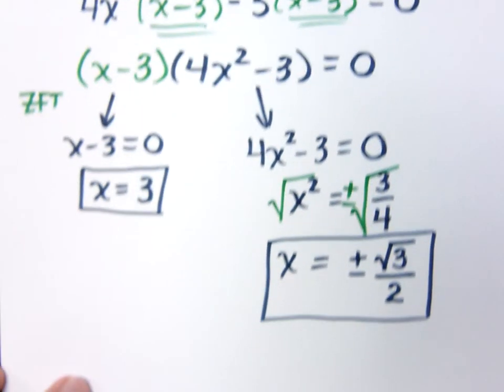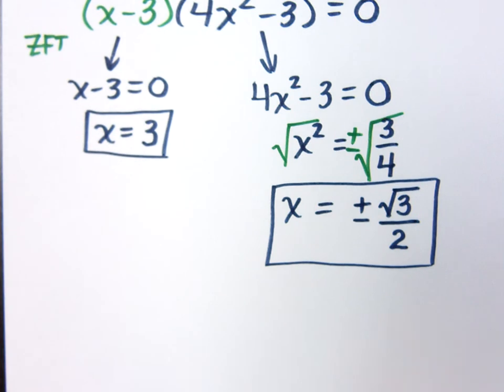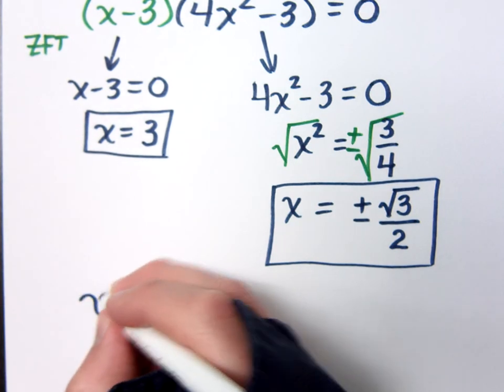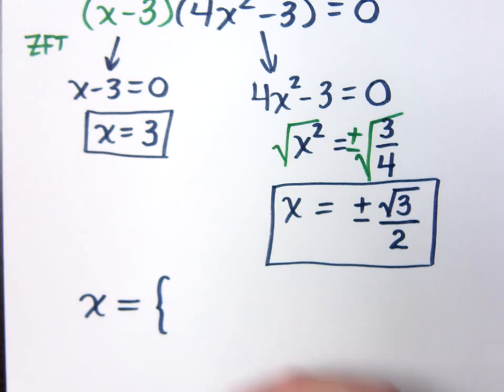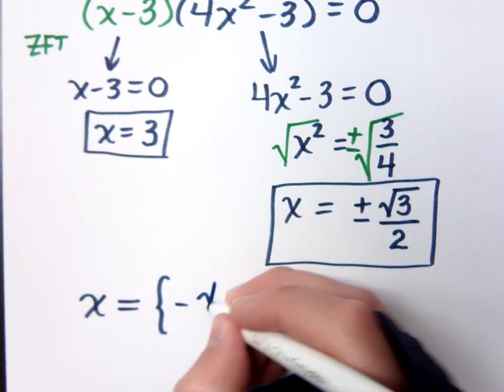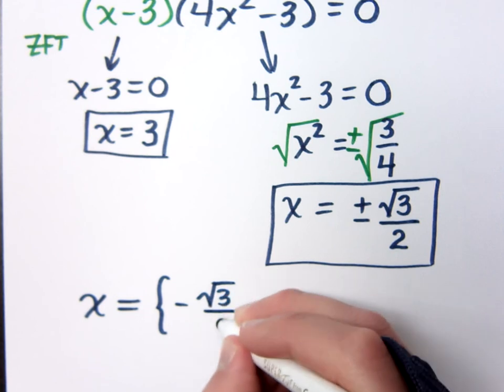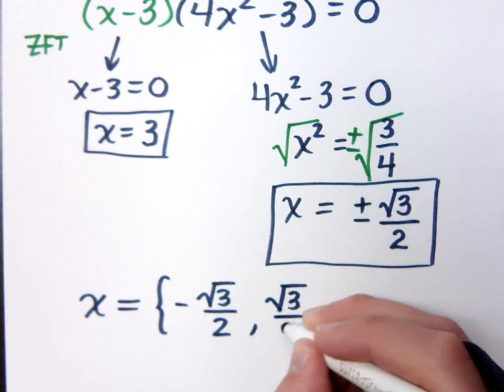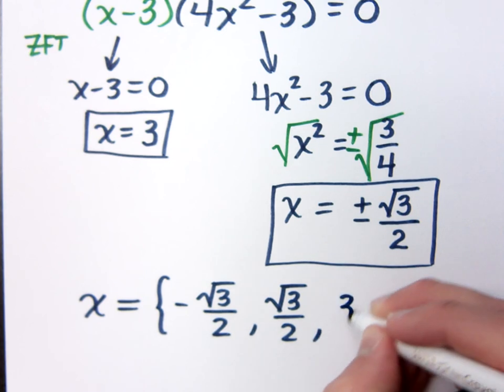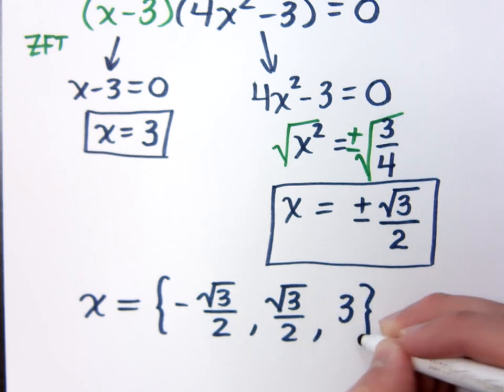Now, if we were to list all of our answers using set notation, you would see something that looks like this. x, our solutions, will be the set that contains negative square root of 3 over 2, the positive square root of 3 over 2, and it also has the solution 3.